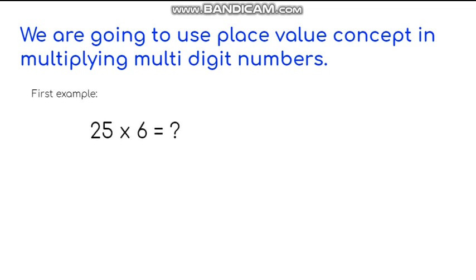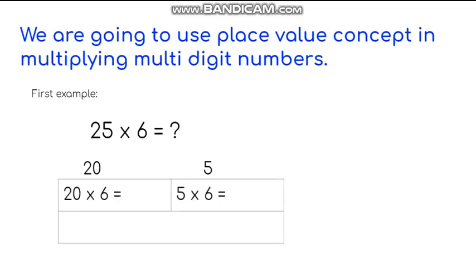25 is just the same as 20 and 5. We use the distributive property concept for the multiplication. So in the table you can see 20 times 6 and 5 times 6. Using the distributive property, 20 times 6 is going to be 120 and 5 times 6 will be 30. Then we add these two numbers. 120 plus 30 is 150. So we have the result as 150.